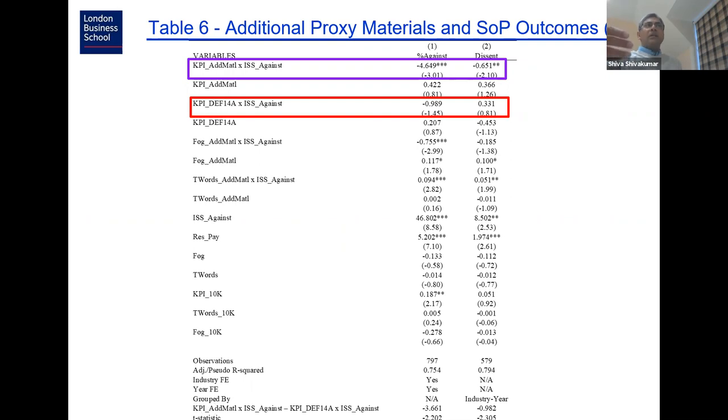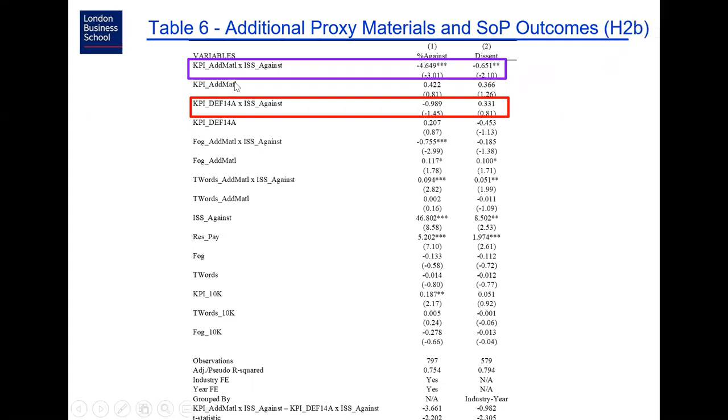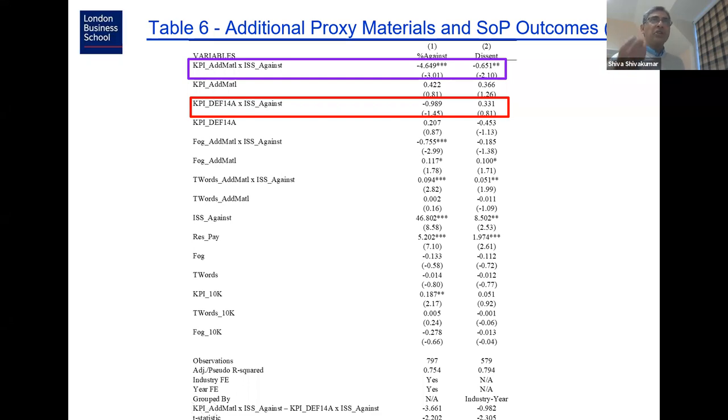Given that they are providing more materials, the next step is to check whether this provision of increased materials is informative for the shareholders in making their SOP voting decisions. And we find that companies which have increased their KPI disclosures in the additional materials are less likely to get an against vote. So in spite of getting an ISS against recommendation, if they provide more disclosures in the additional materials in response to the ISS recommendation, they are less likely to get an against vote. And similarly, they're also less likely to get a dissent vote.